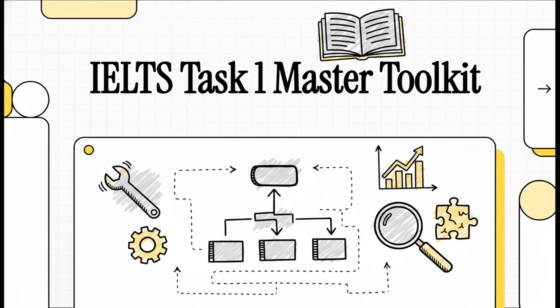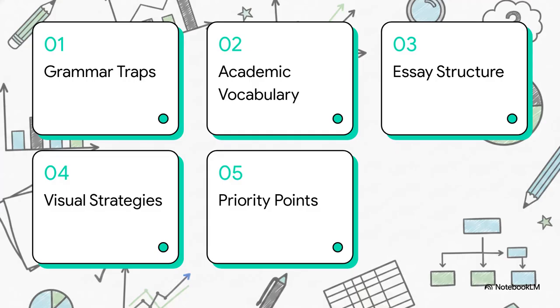Let's get into it. Okay, let's dive into our agenda really quick. We're looking at 5 sections today. First, grammar traps to avoid. Second, precision and academic vocabulary. Third, the ideal essay structure. Fourth, high-scoring visual strategies. And finally, 4 essential priority points.